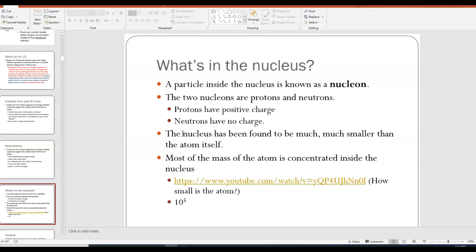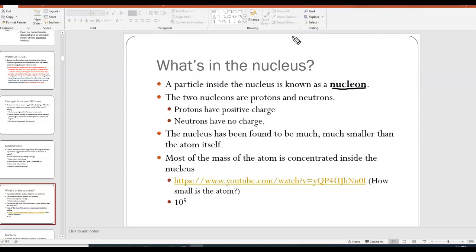The nucleus is the positively charged, dense center of the atom, and just to give you some background information, a particle inside the nucleus is called a nucleon. As the name suggests, it's a particle inside the nucleus. Now, there are 2 types of nucleons that we now know about. At the time that Rutherford came up with his model of the atom, he did not know about either of these. All he knew was that the nucleus was positively charged.